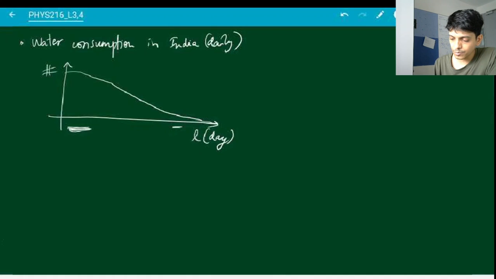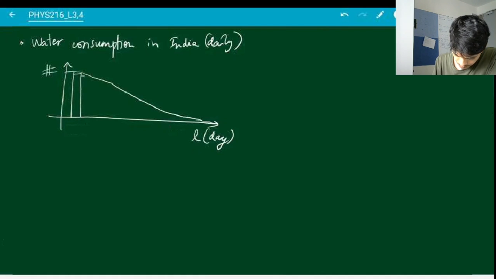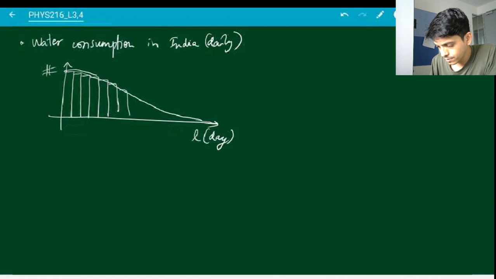So this is the distribution of daily water consumption in India. Of course, in reality, this is going to be a histogram. So I've drawn it as a continuous curve, but actually it is going to look something like this. But you can approximate it roughly to a continuous curve like this.